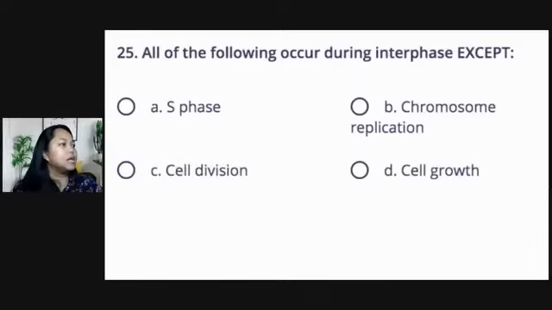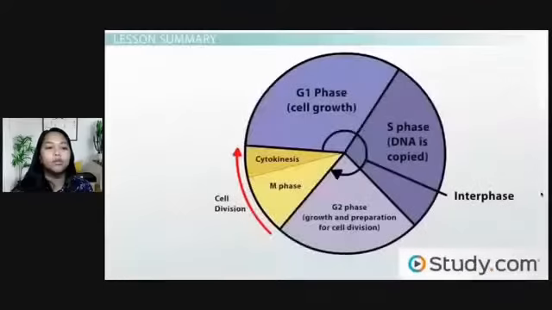Okay, letter D, cell growth. Letter C, my D. Correct choice here. Ang hinahanap natin ay exception, no? All of the following occur during the interphase except the correct choice is cell division. Okay, sa interphase mo, may S phase, may chromosome replication, may cell growth. What is one thing that does not happen during the interphase is cell division. So wala lang division, no? Walang division. Okay, so cell division is the correct choice for number 25.